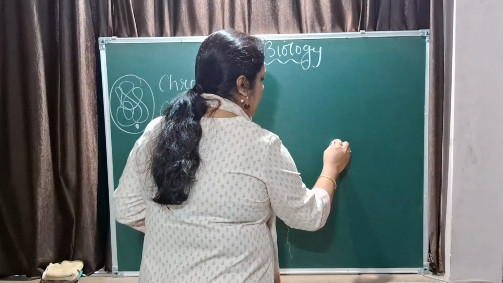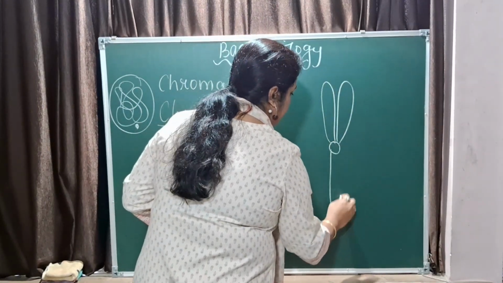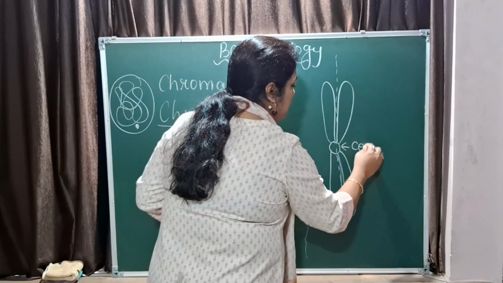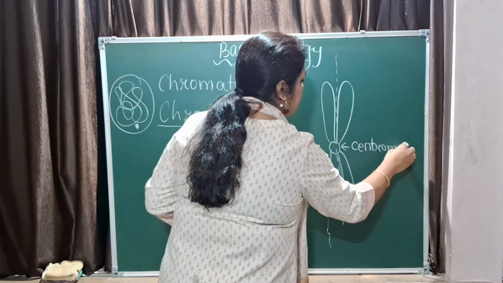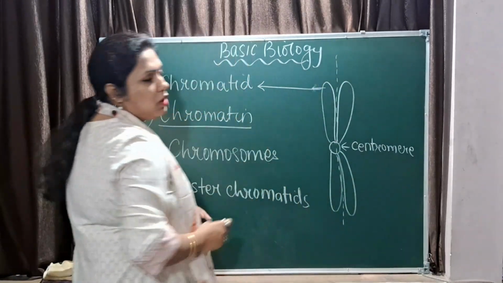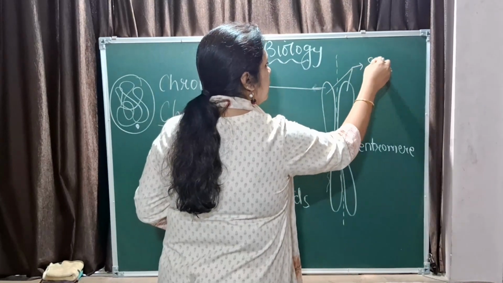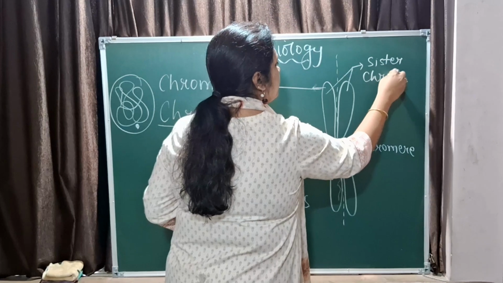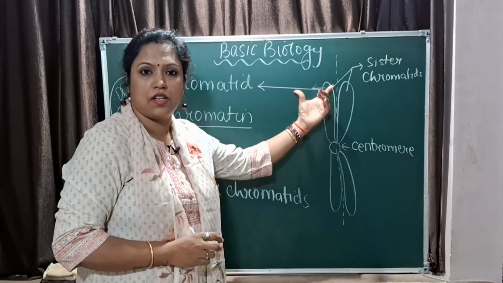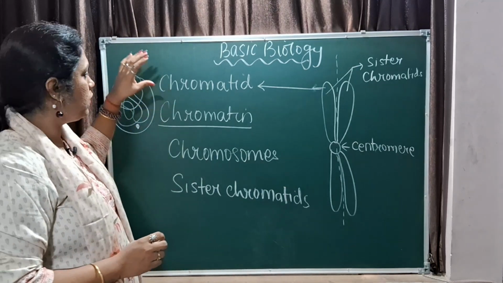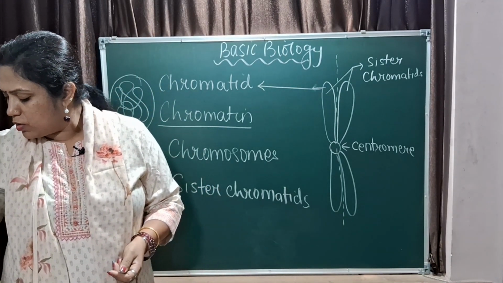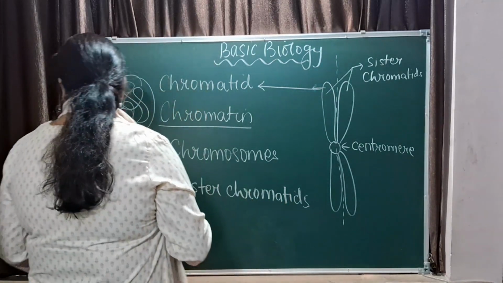So a chromosome has this kind of structure. When you split it into two, the point of attachment of the chromatids is the centromere. This entire half is called a chromatid, and these two are called sister chromatids. The entire structure is called a chromosome. I think I have explained what is chromatid, chromatin, chromosome and sister chromatids. Now you are aware that we inherit one chromosome from the father and the other chromosome from the mother, right?